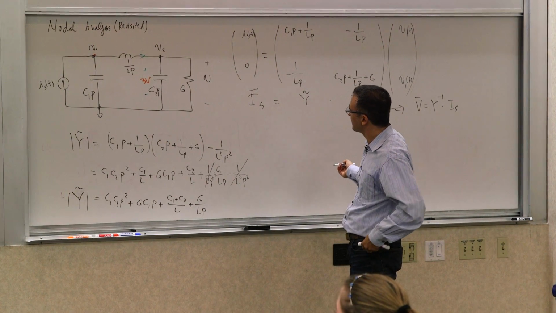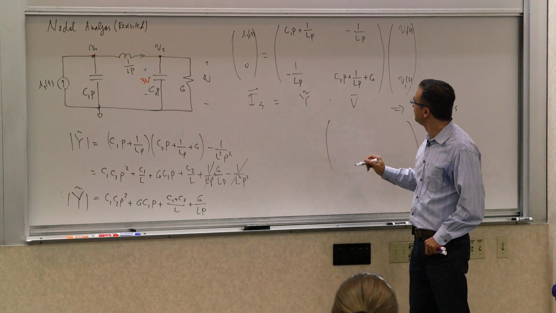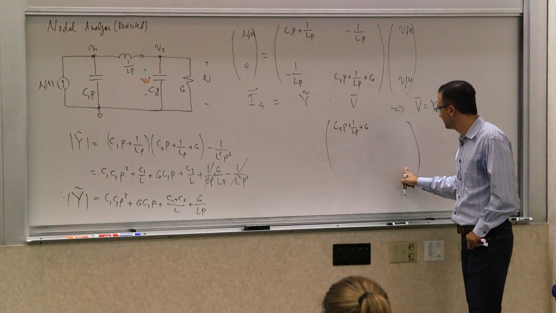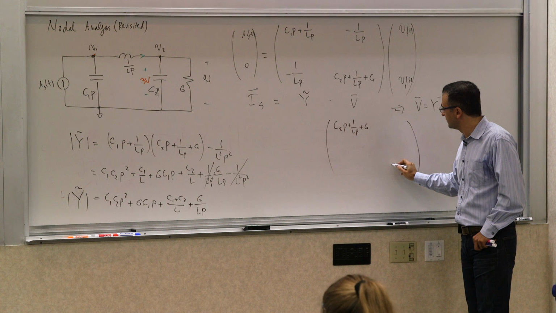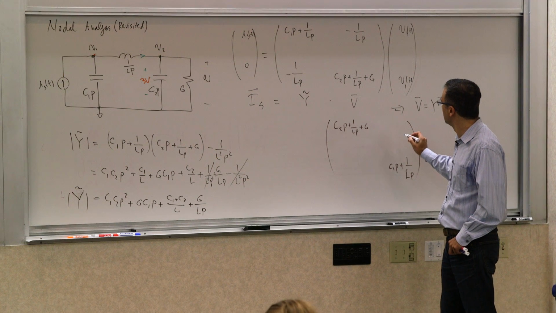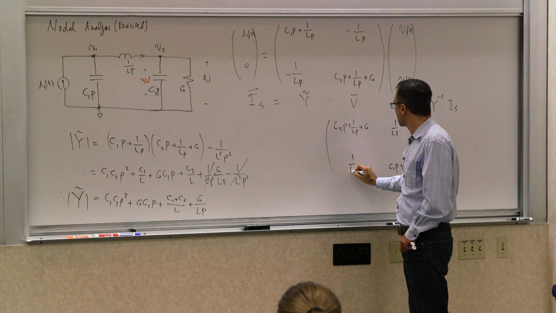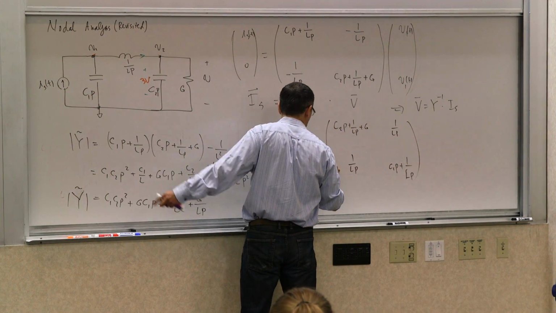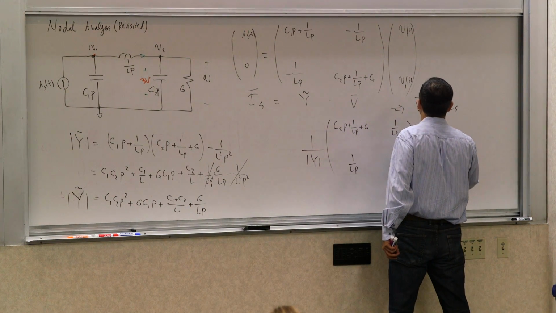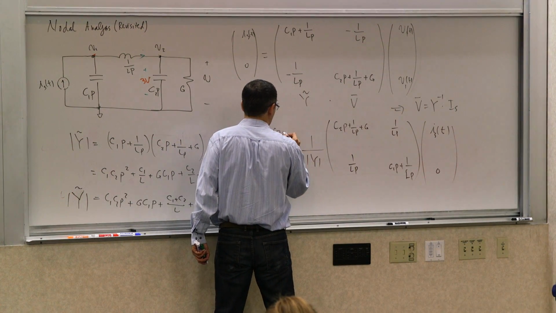So what do we do next? The cofactors matrix, right? So what is the cofactors matrix? 1 over LP. C1P plus 1 over LP. 1 over LP. This goes there and changes sign. This goes there and changes sign. Plus 1 over LP. And 1 over that determinant. So that's the inverse Y matrix. And then you multiply it by Is of t and 0 to get the voltages.